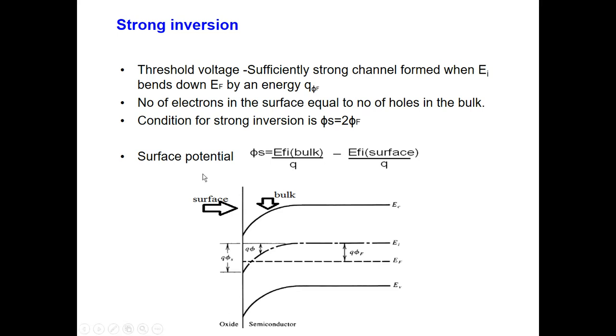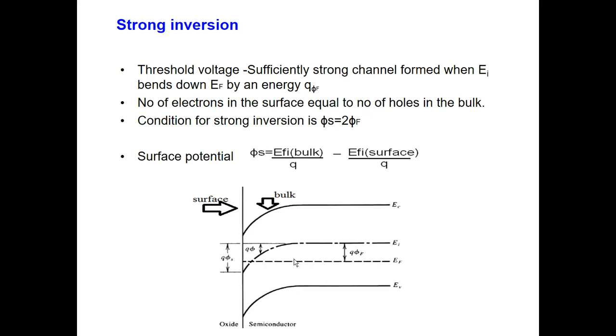So we can see that phi s is equal to E_Fi bulk minus E_Fi surface divided by Q. So the surface potential, we can say that this depends on the voltage applied on the gate. As the gate voltage increases, the band bends more and the surface potential will increase. So we can say that the threshold potential for an ideal MOS capacitor is defined as the voltage at which strong inversion happens.